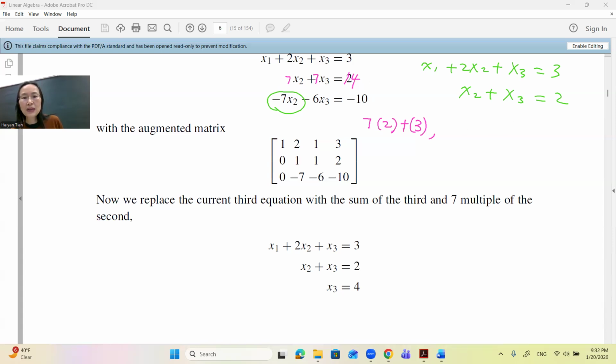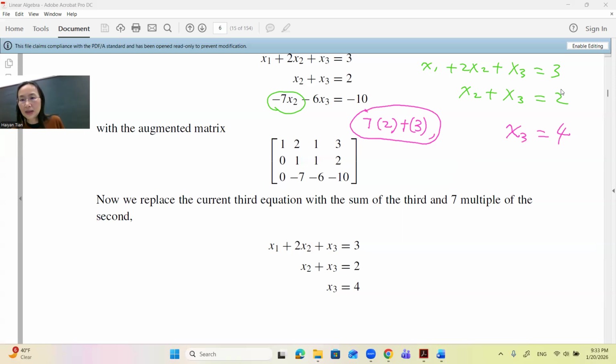When we add these two, we get 7 plus -6, and 14 plus -10 is 4. So now, after we do this operation, a 7 multiple of the second equation, and then you can eliminate the x2 variable, you get a new equation. Now, do we get a triangular form?